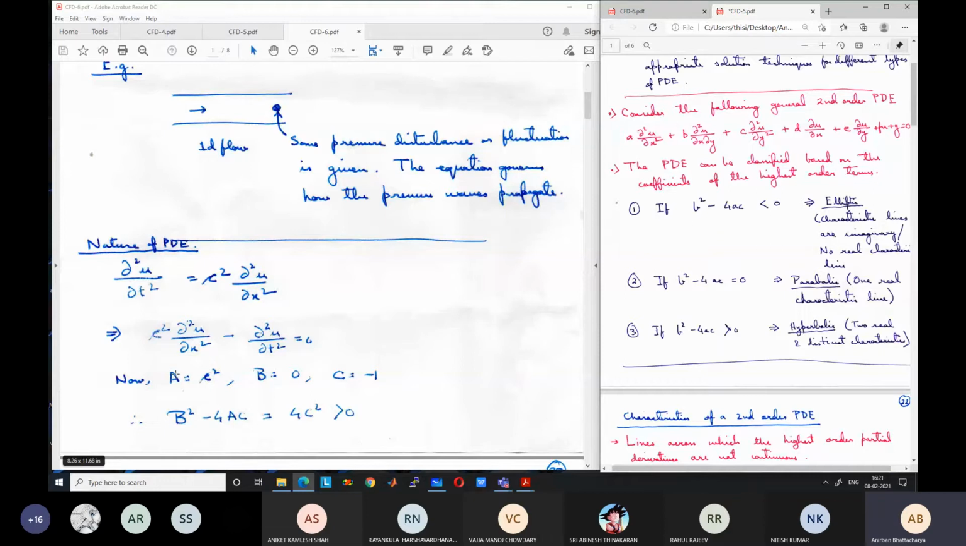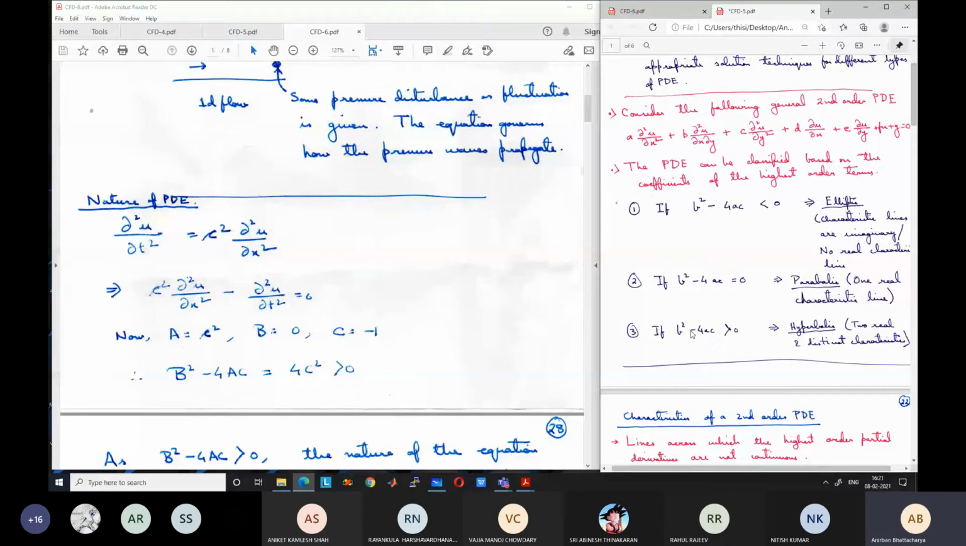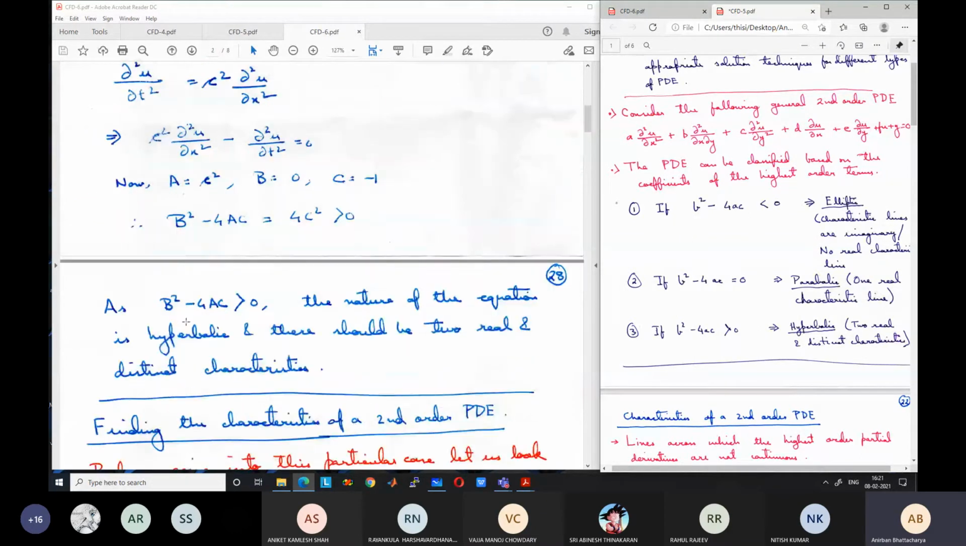So B square minus 4AC you can calculate. B square is 0 minus 4AC, so minus 4 into C square into -1. So it is positive 4C square, okay, which is positive. And we know that if B square minus 4AC is positive, we call this type of equation a hyperbolic equation. So this is an example of a hyperbolic equation. This wave equation is an example of a hyperbolic equation. Okay. As B square minus 4AC is greater than 0, the nature of the equation is hyperbolic, and there should be two real and distinct characteristics. Okay, as we have stated here.